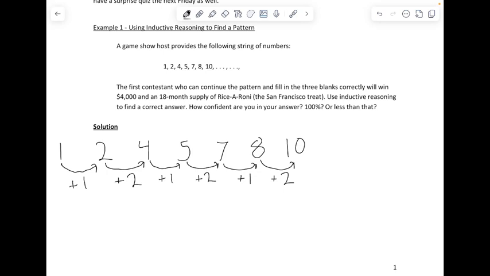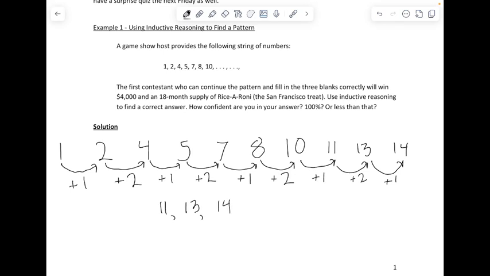So the pattern seems to be to add 1, and then add 2, and then add 1, and then add 2, etc. So what would be a reasonable conjecture for the next three numbers? Well, if we continue the same pattern, what we would need to do next is add 1, which gives us an 11. Then we would need to add 2, which gives us a 13. And then add 1, which would give us a 14. So a reasonable conjecture for the next three numbers in the sequence would be 11, 13, and 14.